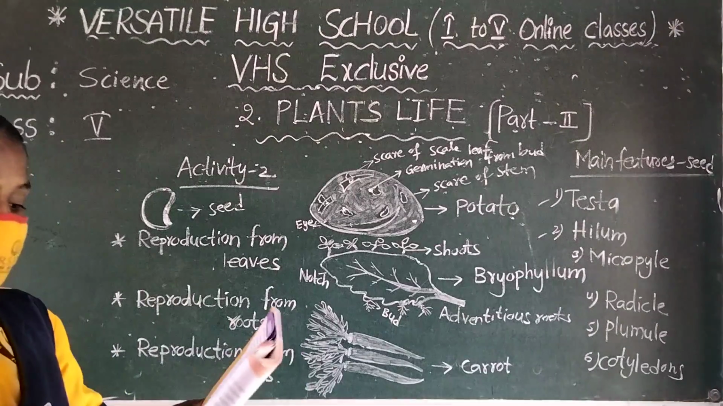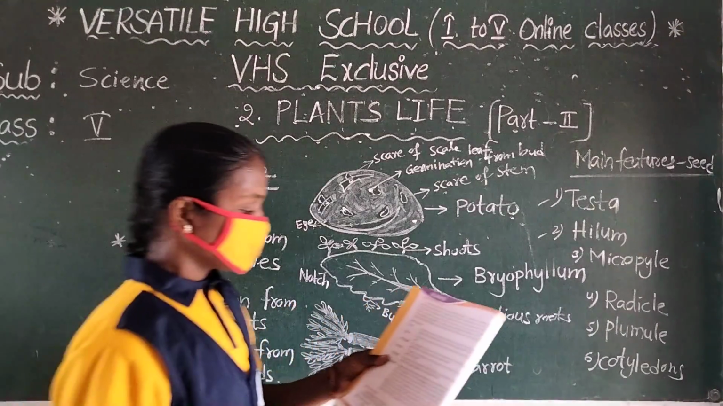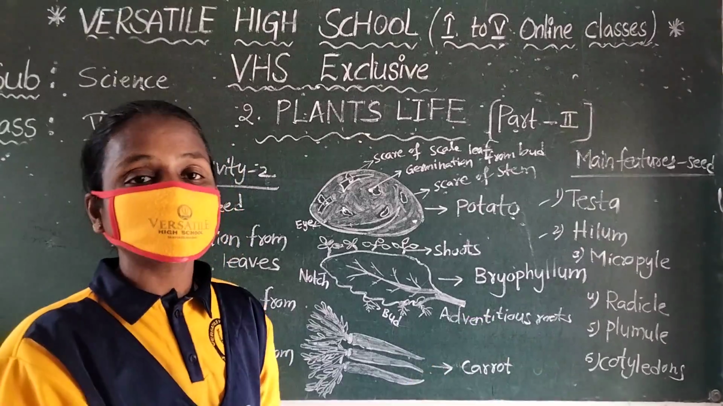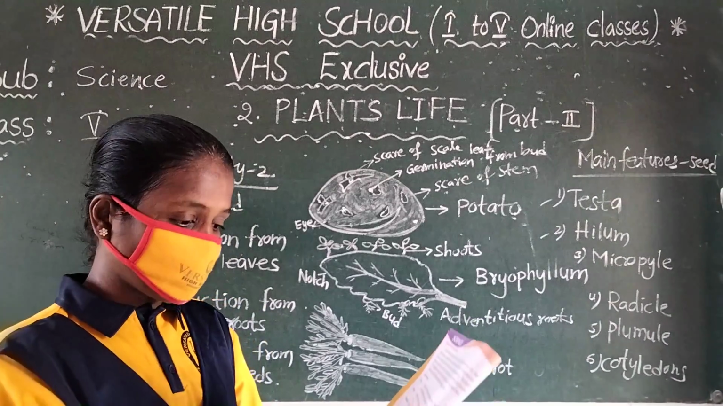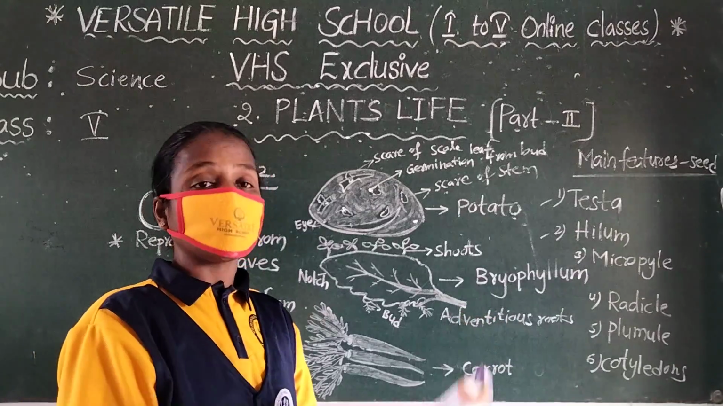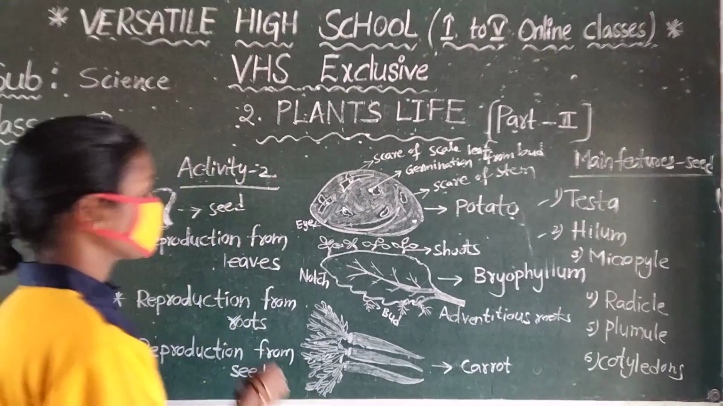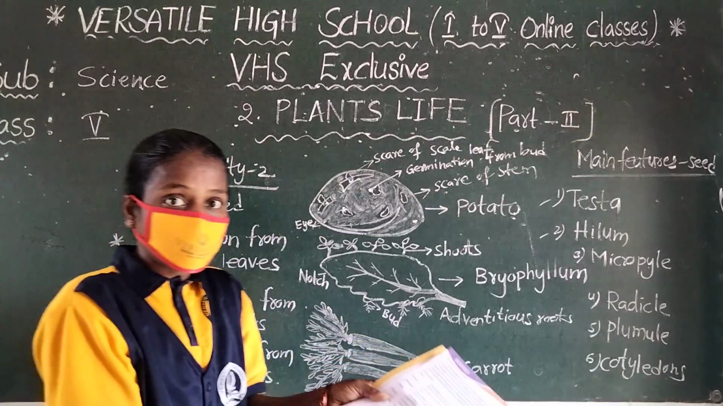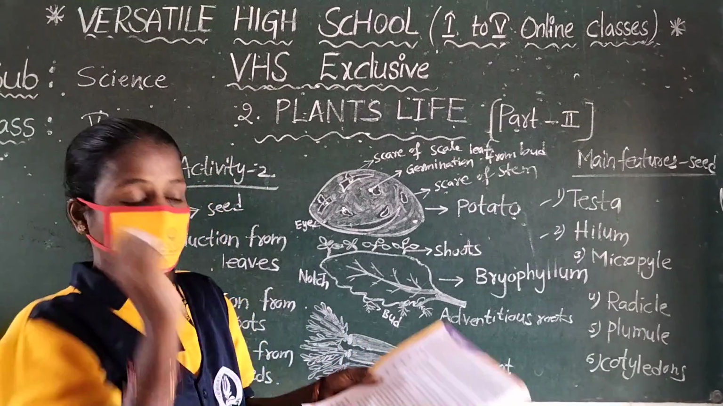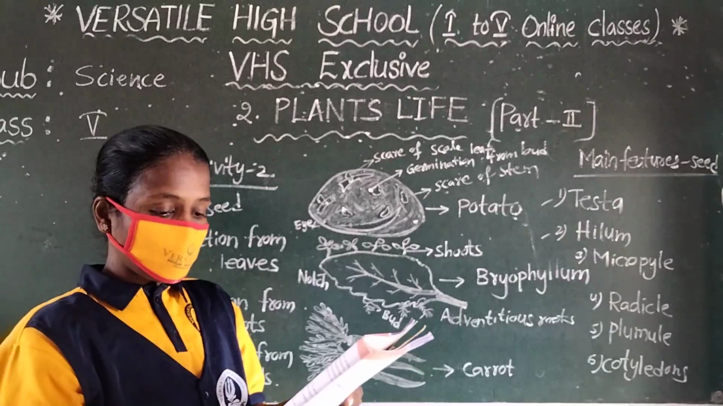So now we are going to the plumule. The plumule is the embryonic shoot. What is that? Embryonic shoot. It has 2 or more leaves. That means after you observe for 3 days, it splits open and some small leaves come outside. That is called a plumule.